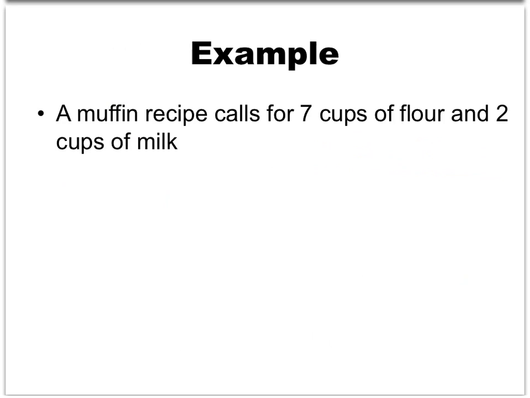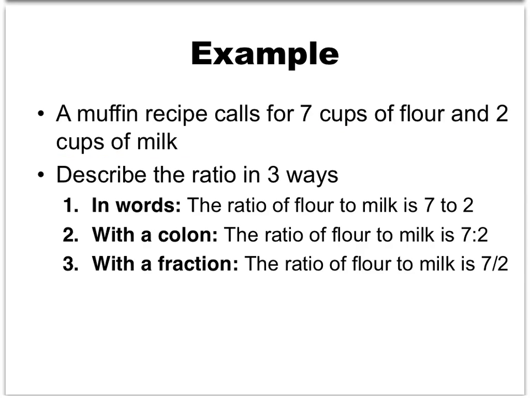So to start off with, let's look at this scenario that we first saw in section 7.1, where a muffin recipe calls for 7 cups of flour and 2 cups of milk. So we have this relationship between cups of flour and cups of milk, so we have a ratio. We said that we could describe this ratio in 3 ways. First we could describe it in words, and then with a colon, and then with a fraction. So we first want to talk about why can we use a fraction? How are ratios connected to fractions?